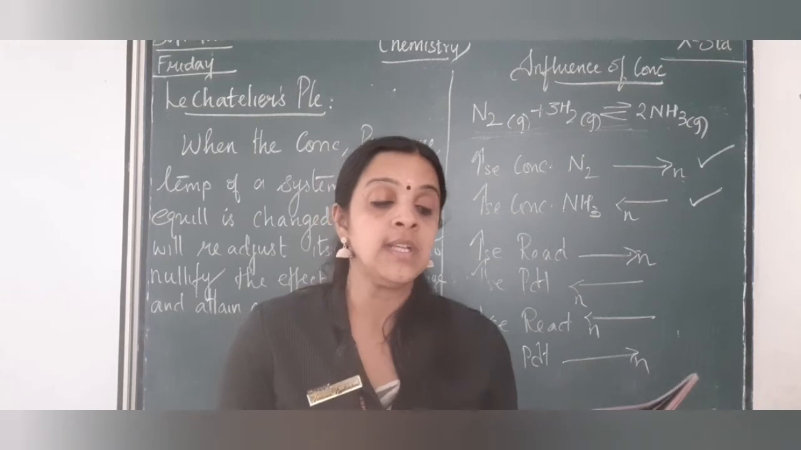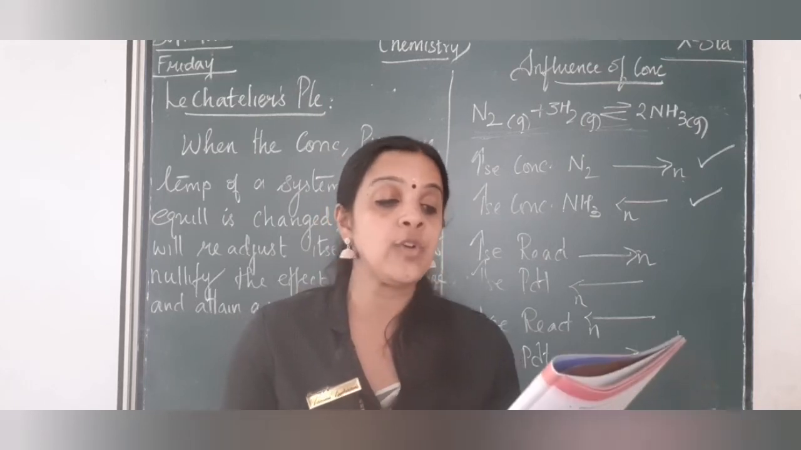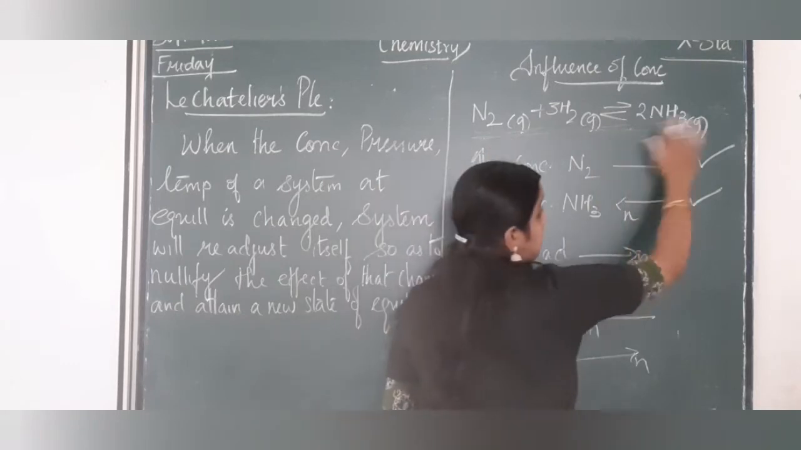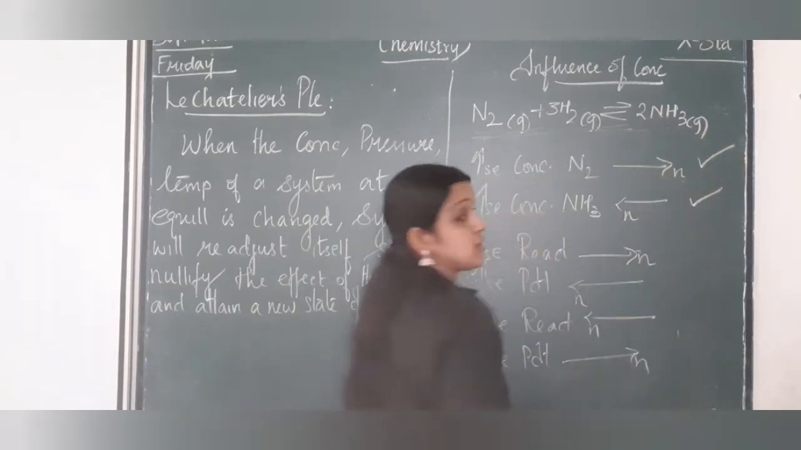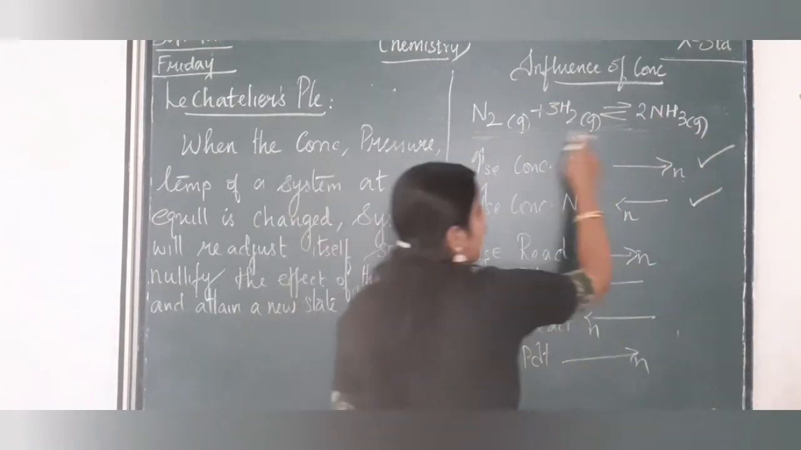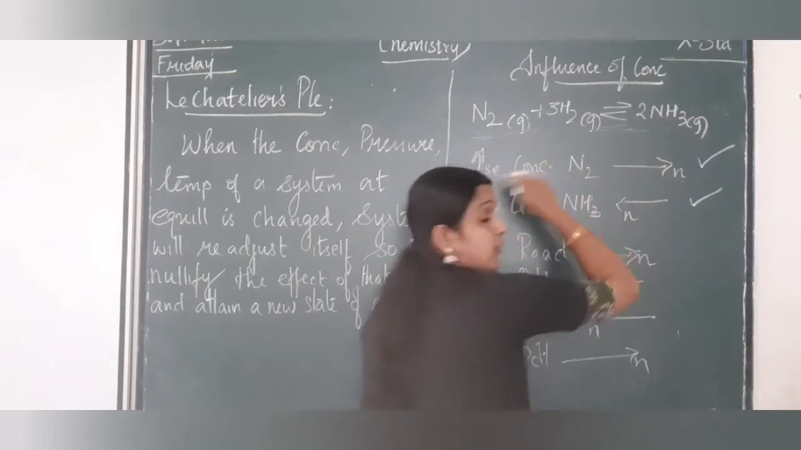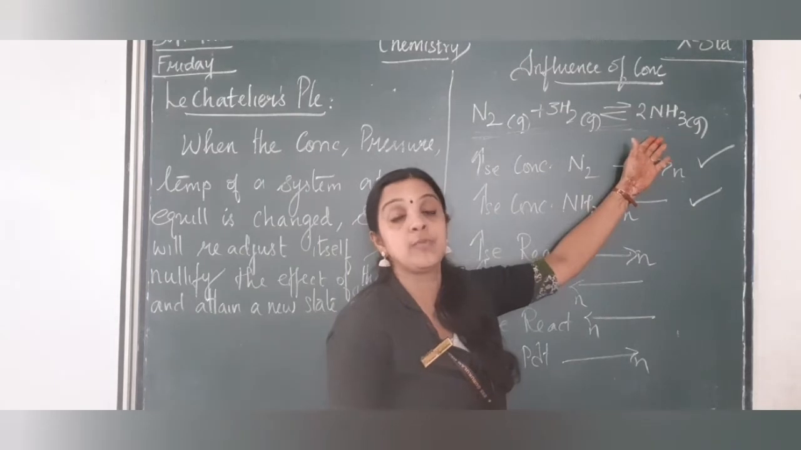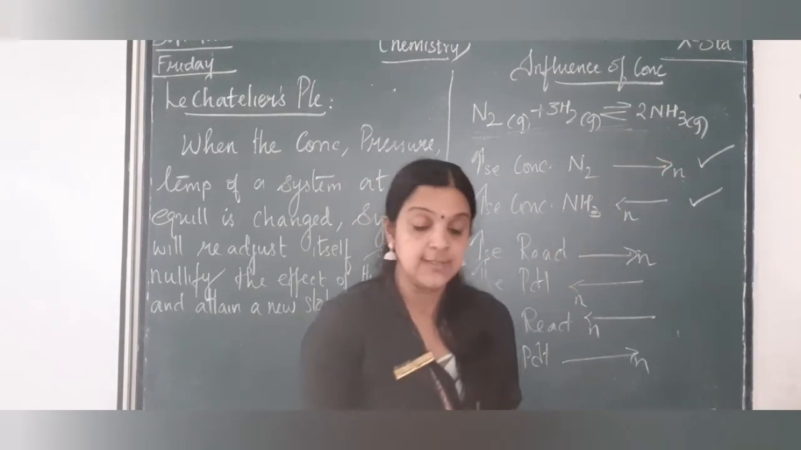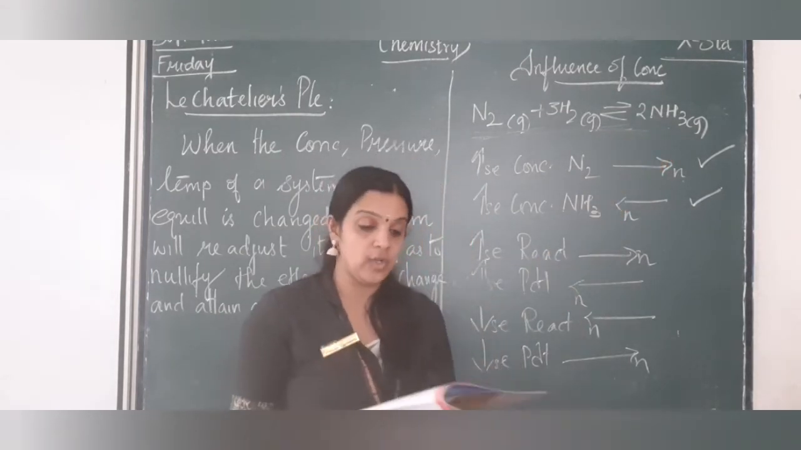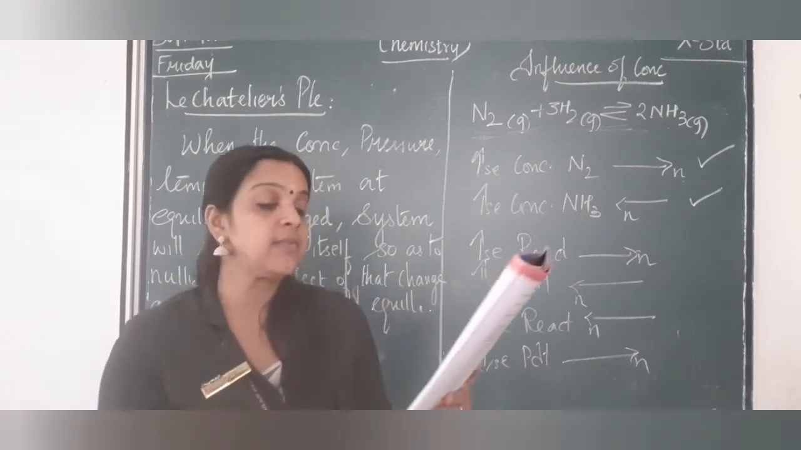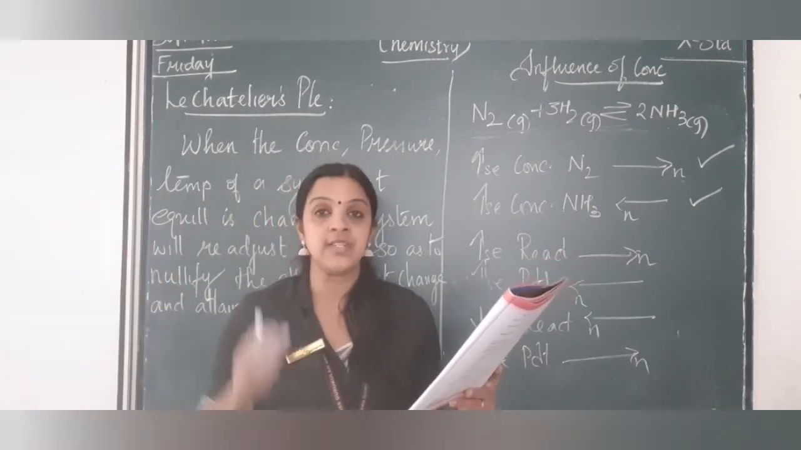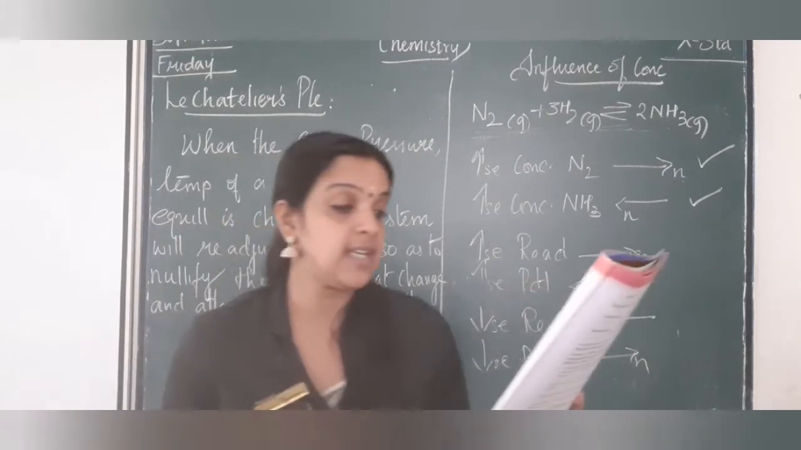And the next one, what will be the effect if ammonia produced is removed continuously? Ammonia is formed and removed. So what will happen? Only forward reaction will take place. Forward reaction will be continuing because I need ammonia to be formed in the product. So forward reaction occurs. There is a table given to you. Action, change of concentration, change in rate. Let us discuss that now.